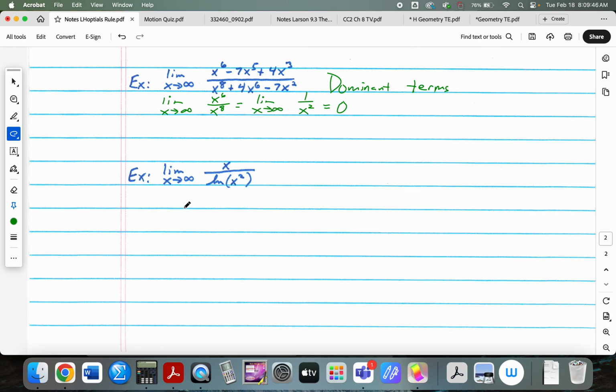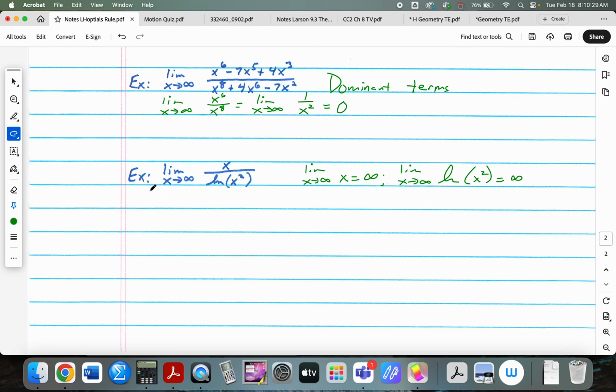All right, and then this last one, limit as x goes to infinity of x over the natural log of x squared. Clearly I can't use the idea of dominant terms here. As x goes to infinity, both of these are going to go to infinity, so I'll write that out. The limit as x goes to infinity of x is obviously infinite. And the limit as x goes to infinity of the natural log of x squared is also infinite. Right? Natural logarithm is a very slow growing but still growing function all the time.